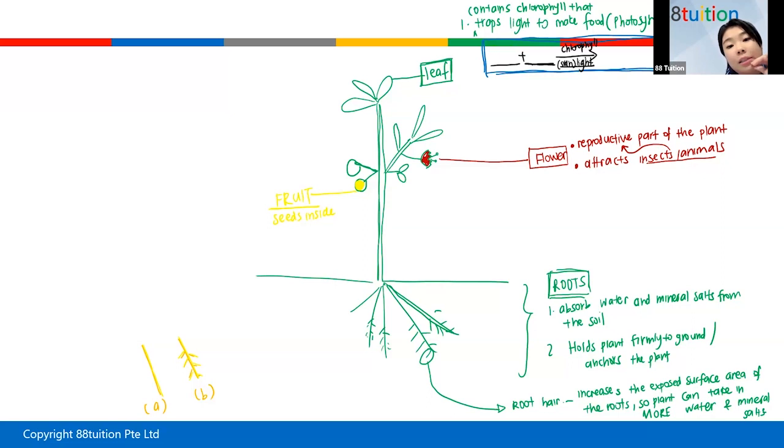What is needed for photosynthesis? Warmth. No. Warmth is for a seed to grow. So what is the other gas apart from oxygen that you know about? Carbon dioxide. So please remember, for photosynthesis, the plant needs carbon dioxide.